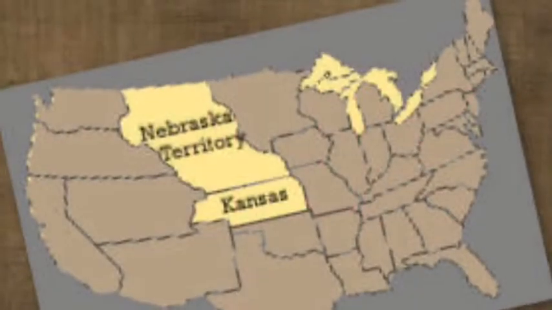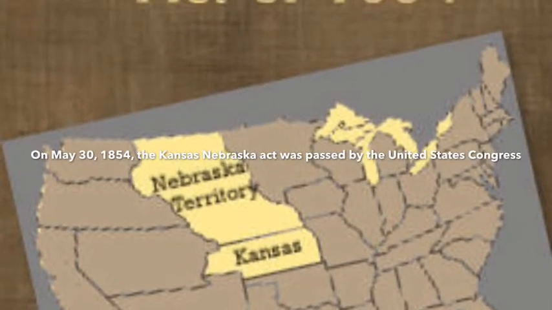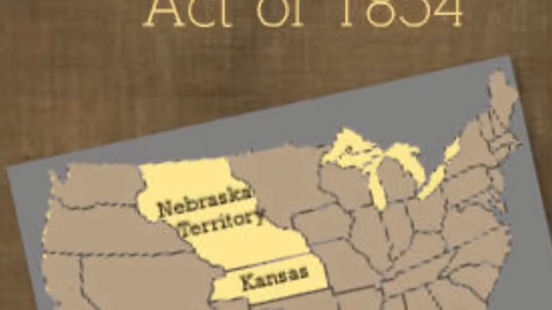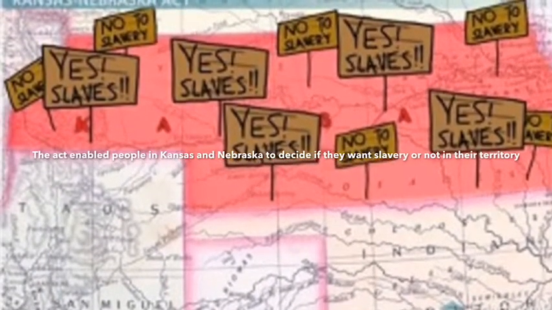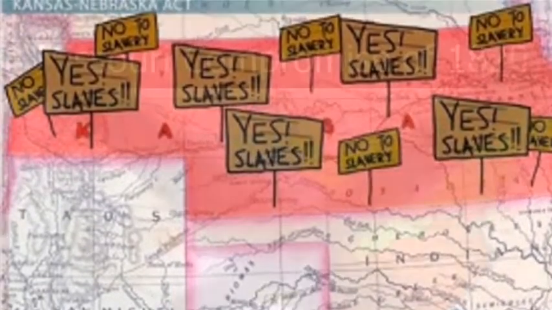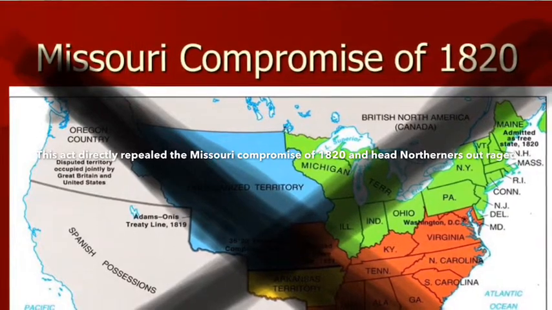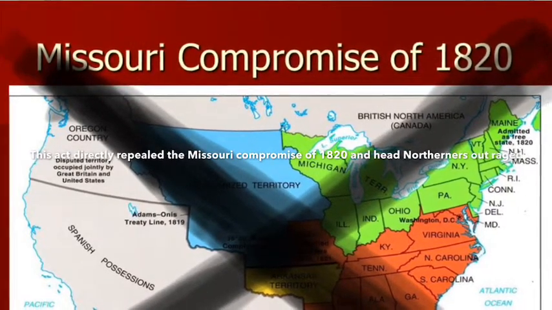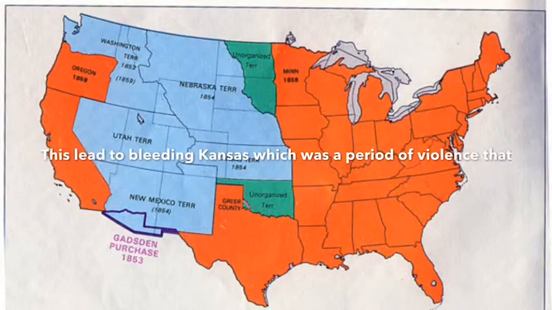1. Kansas-Nebraska Act. On May 30th, 1854, the Kansas-Nebraska Act was passed by the United States Congress. The act enabled people in Kansas and Nebraska to decide whether they wanted slavery in their territory, following the ideas of popular sovereignty. This act directly repealed the Missouri Compromise of 1820 and had Northerners outraged. This led to Bleeding Kansas.